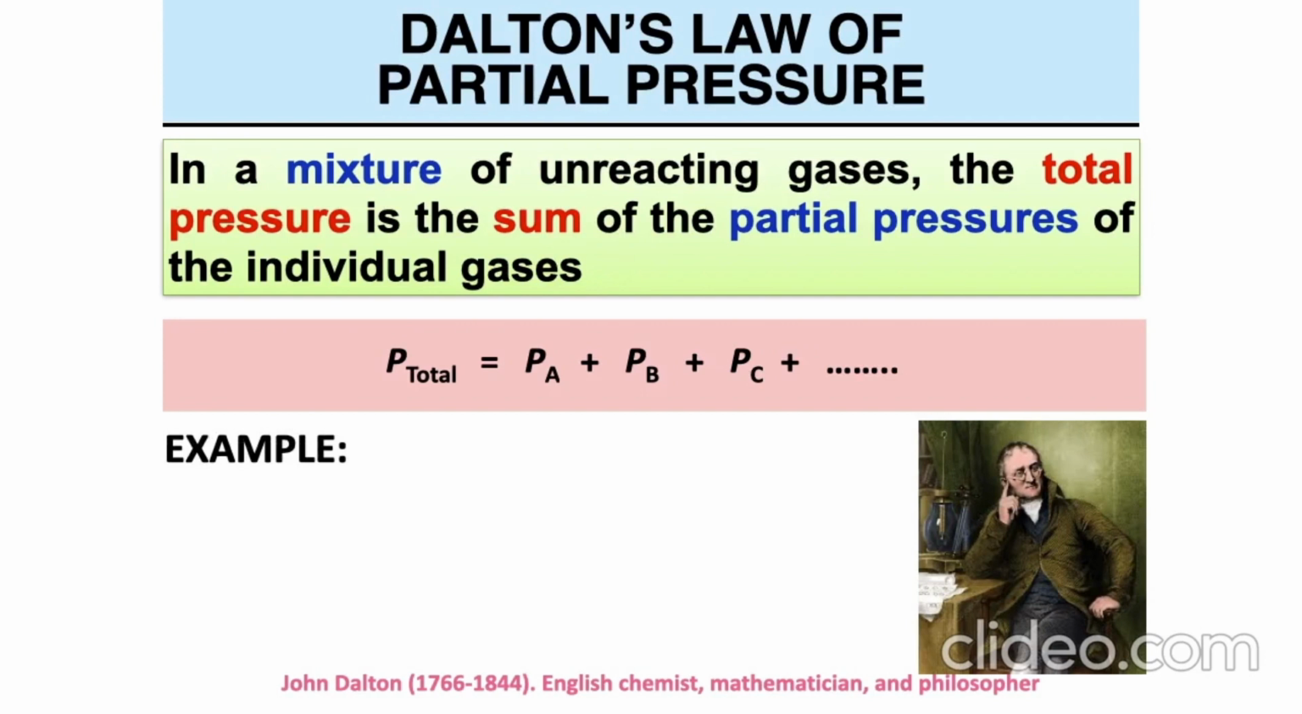For example, we have three types of gases in a container. So the total pressure is P total equals the partial pressure of the nitrogen gas plus the partial pressure of the helium plus the partial pressure of argon.